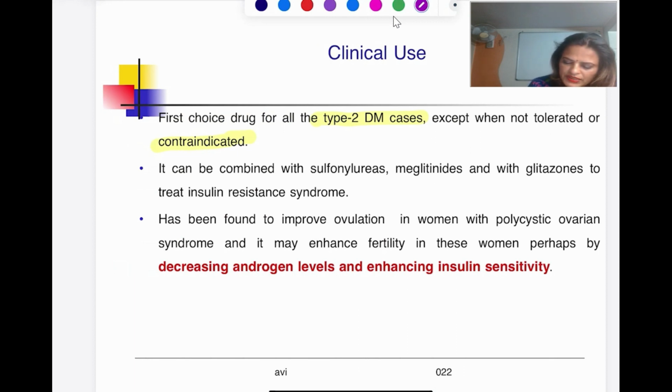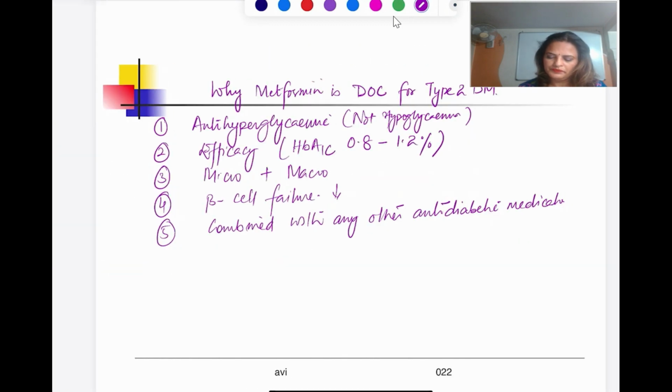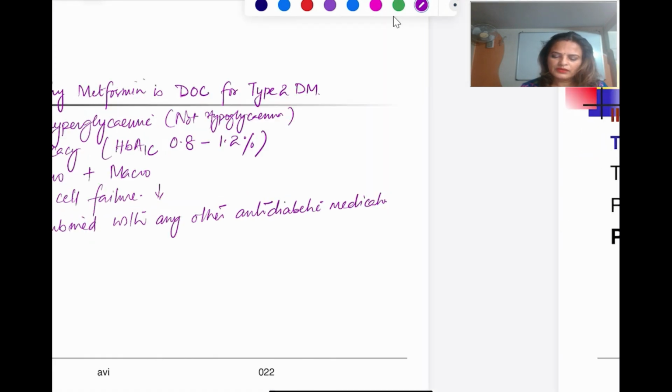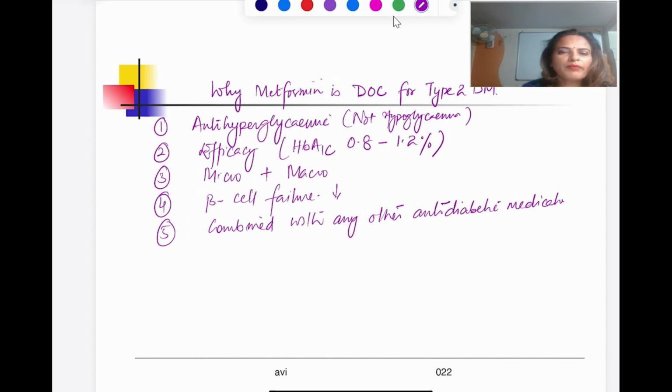So we can combine it. You can see next sulfonylurea, meglitinide, glitazones. Okay. So another use is in infertility. Infertility because of the PCOD, polycystic ovarian syndrome. It is going to enhance the fertility in the women by enhancing the insulin sensitivity. So this is about the metformin or biguanides.